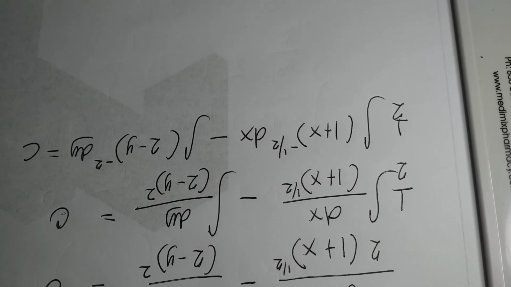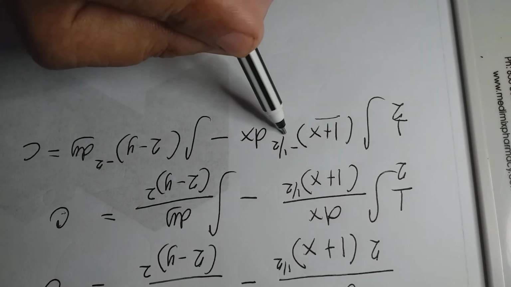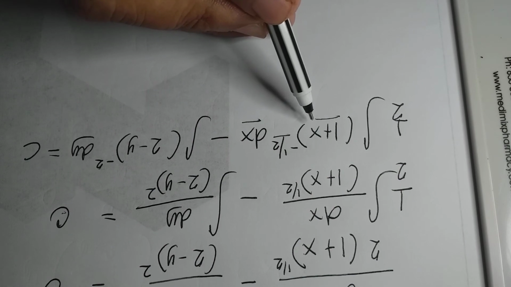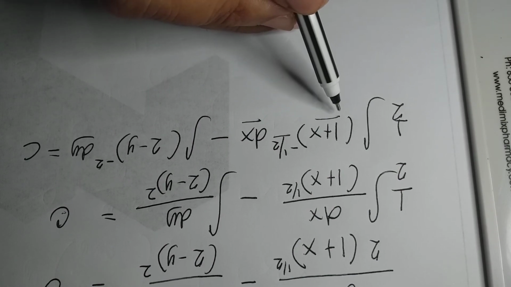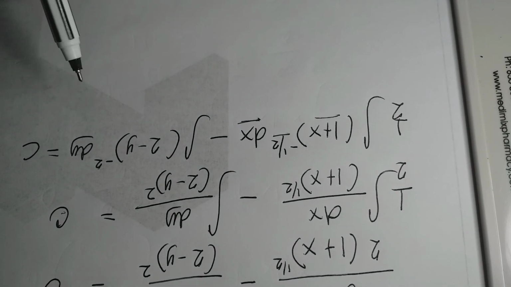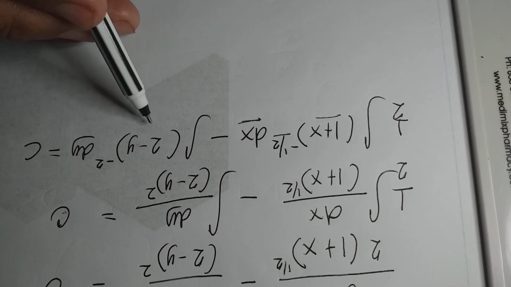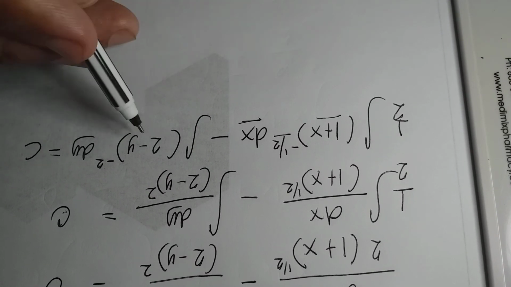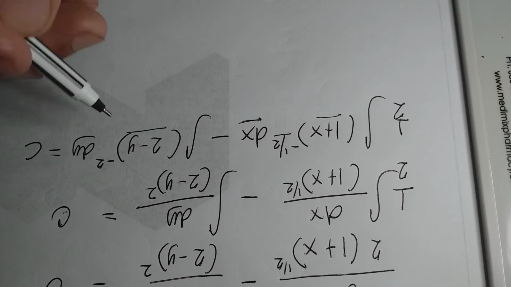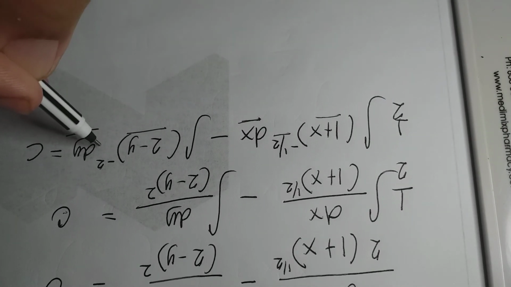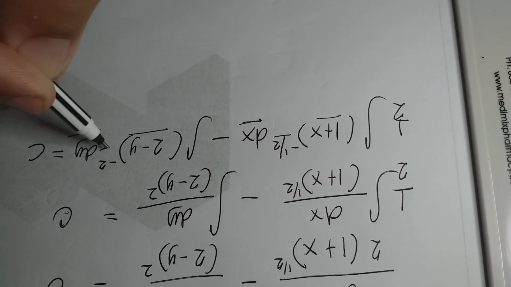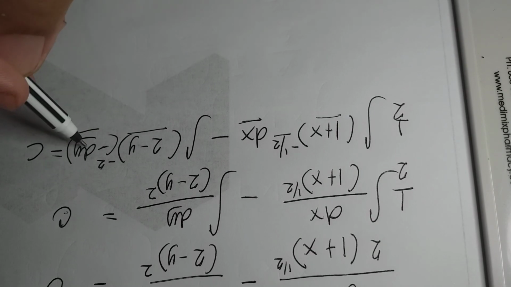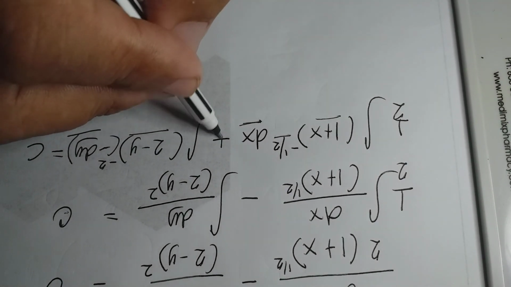If this is a power formula, this is now in the form of u to the n du. But what is your u? Your u is 1 plus x. The derivative of 1 is 0. And the derivative of x is dx. So okay na tayo dito. In here, again, this is in the form of x to the n dx or u to the n du. So if your u is 2 minus y, your du must be negative dy. Okay? So if this is negative, we have to multiply this with a negative. This becomes positive.